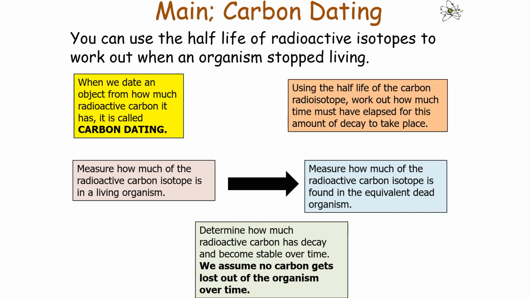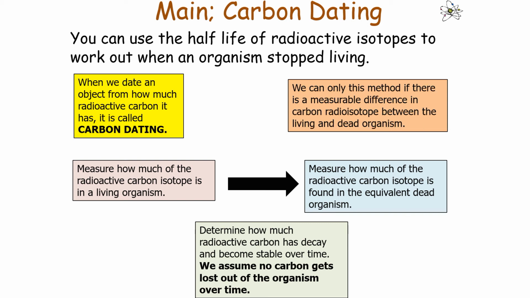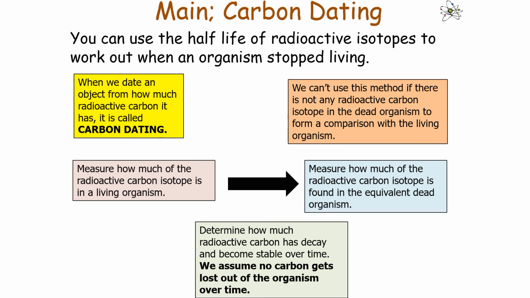We then use the half-life of the carbon radioisotope and work out how much time has elapsed for this amount of decay to take place. But we can only use this method if there's a measurable difference in the carbon radioisotope between the living and the dead organism. We can't use this method if there's not been a long enough time for a noticeable difference to form between the two, because there's no actual difference to then work out how many half-lives have passed.